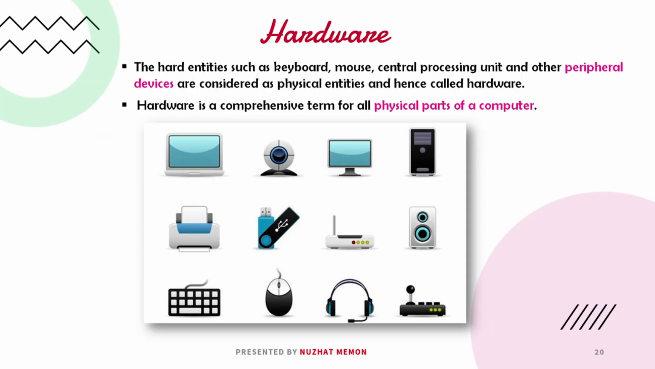Now here we will see a few terms. Here we will see hardware. The hard entities such as keyboard, mouse, CPU and other peripheral devices are considered physical entities and hence called hardware. Hardware is also known as the physical part of a computer.